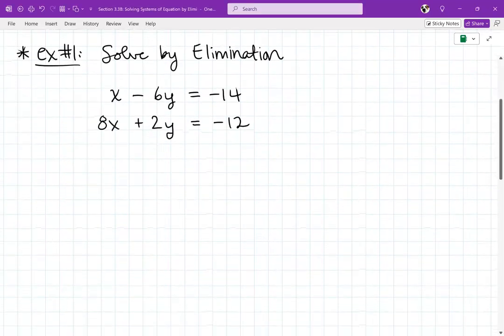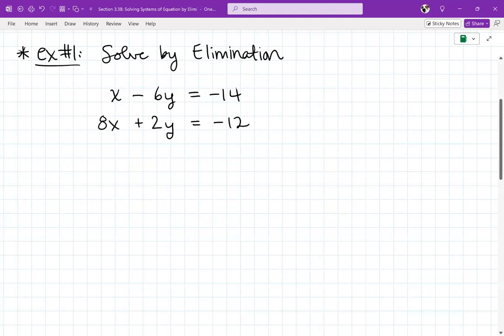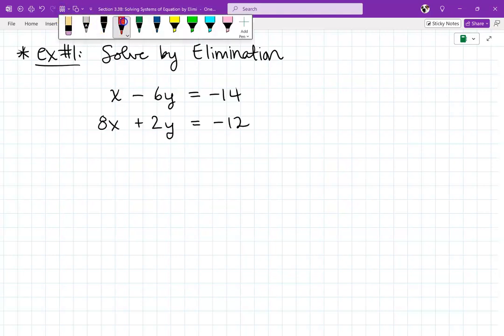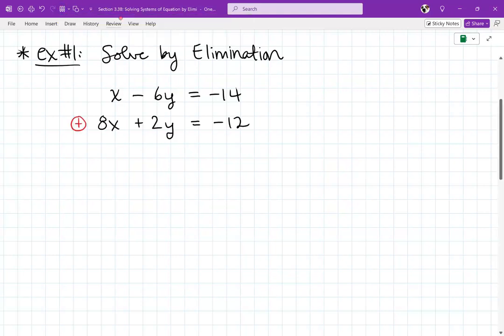Don't write this down right now, what I'm about to do. Just watch, because I'm going to do it wrong twice, and then I'll do it the correct way eventually. So if I add these first, because that's what I told you guys in yesterday's steps, right? Just add. If you don't want to think about it, just go ahead and add. Well, 1x plus 8x, that's 9x. And if I add negative 6y plus 2y, that's negative 4y.